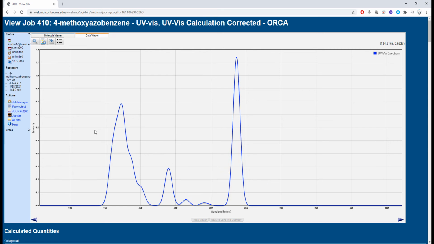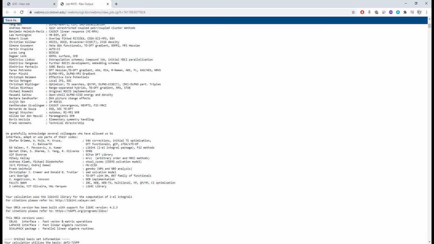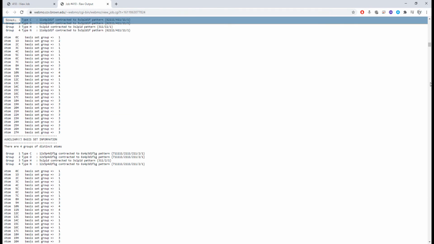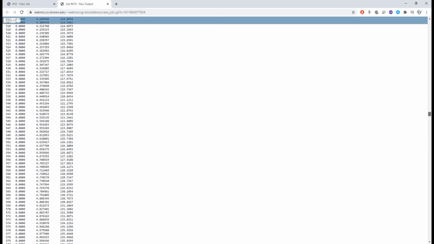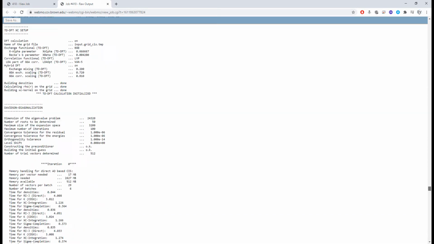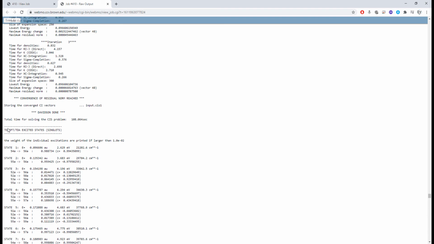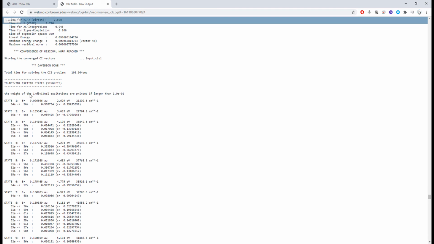Now, another important thing to look at is that you probably want to know what transitions are actually happening, right? What orbital is an electron starting from, and where is it going to for each one of these transitions? To do that, you have to go into the raw output. And so if we scroll down to the TD-DFT excited states portion right here, what we can see is all the different states.